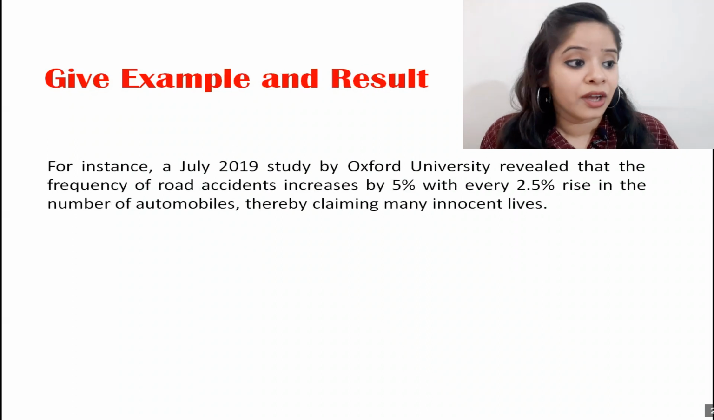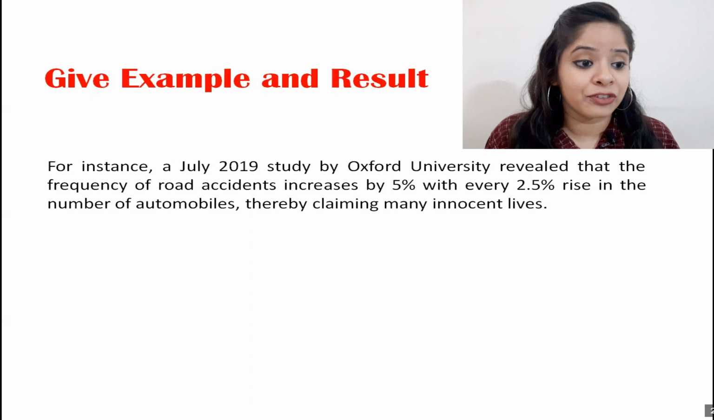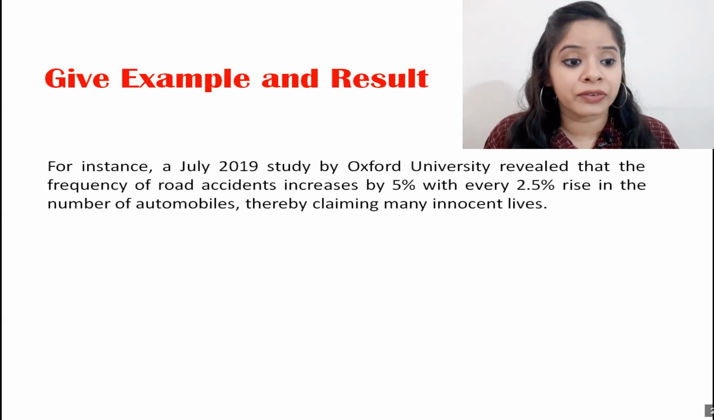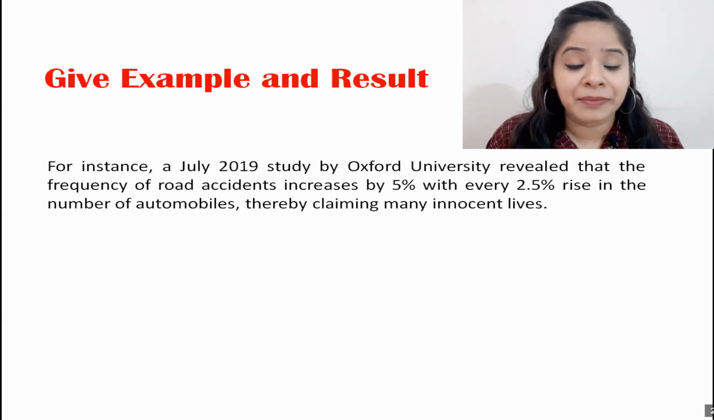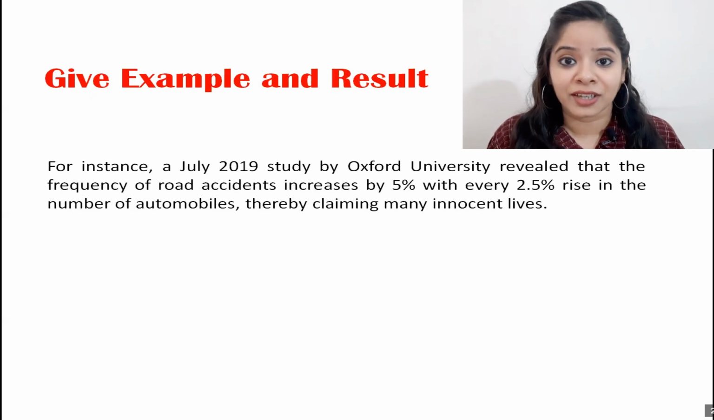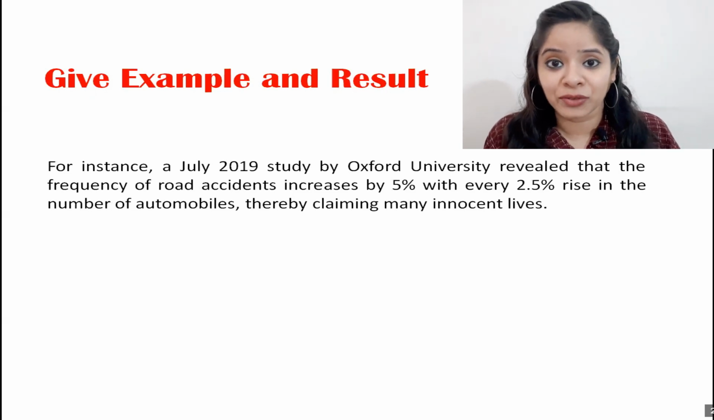It goes like this. For instance, a July 2019 study by Oxford University revealed that the frequency of road accidents increases by 5% with every 2.5% rise in the number of automobiles, thereby claiming many innocent lives. Now here, this line, thereby claiming many innocent lives, is the result. And have you seen how I have given the example? Oxford University, it was there in July 2019. So I have properly given the evidence of this.